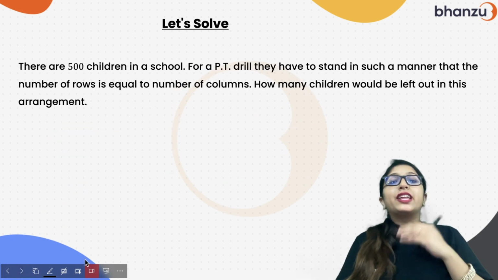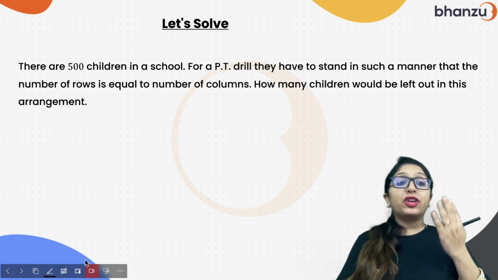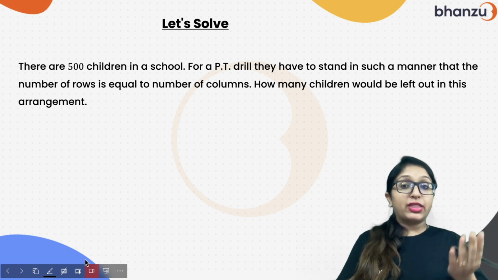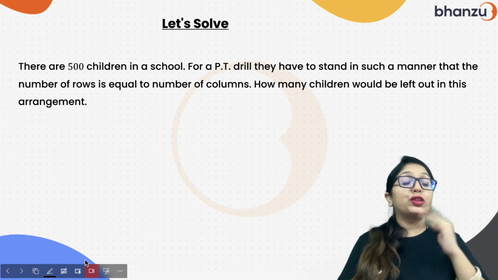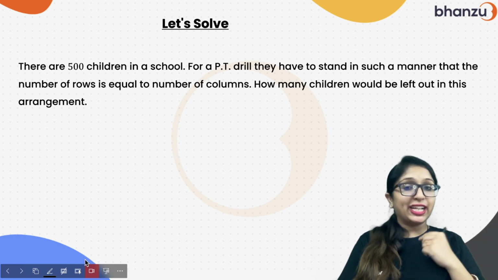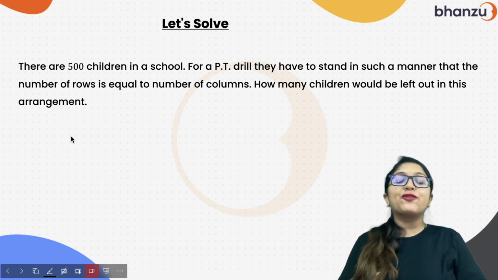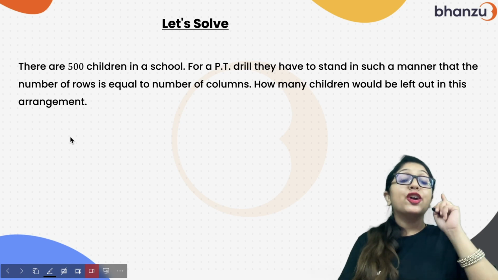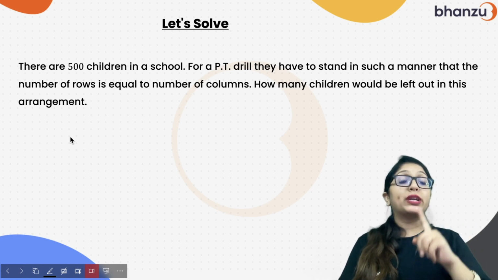It says, there are 500 children in a school. For a PT drill, they have to stand in such a manner that the number of rows is equal to the number of columns. So how many children would be left out in this arrangement? So let's quickly see. First of all, we need to see that we want an equal number of students in rows and columns, right?